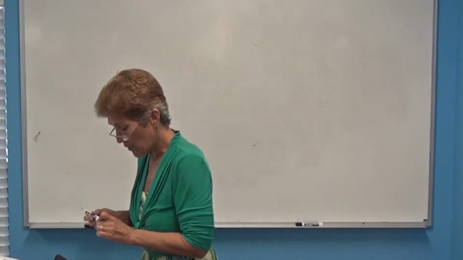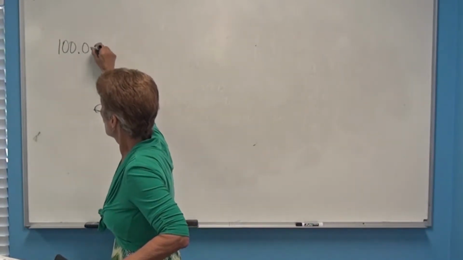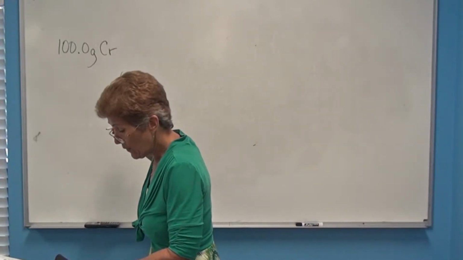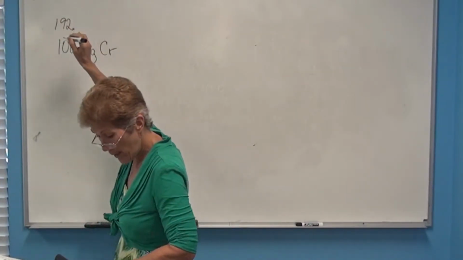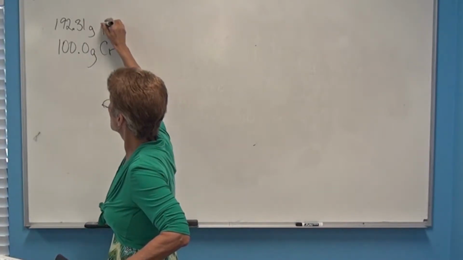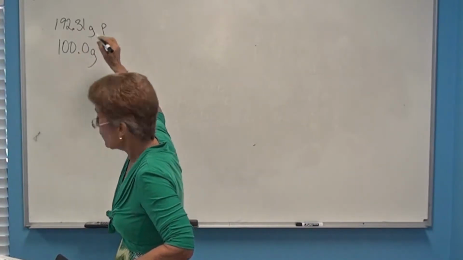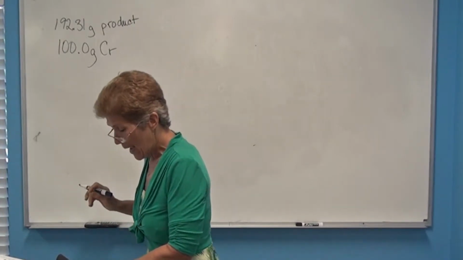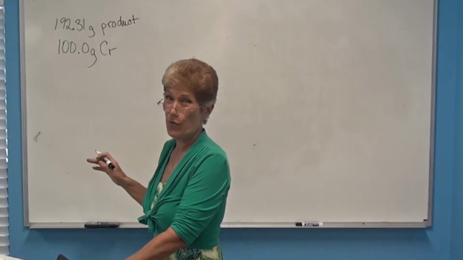Empirical formula of the product. So we have burned 100 grams of chromium, and then the final product has a mass of 192.31, and that's the product. It's burned in excess oxygen, so we know that oxygen is the other thing in there.